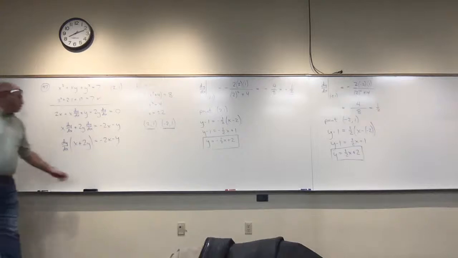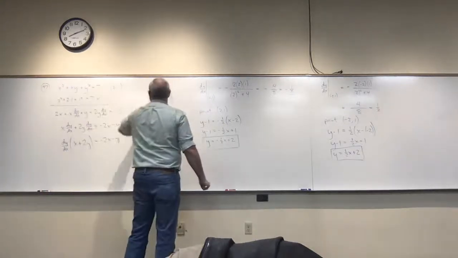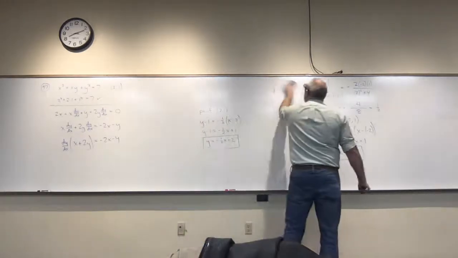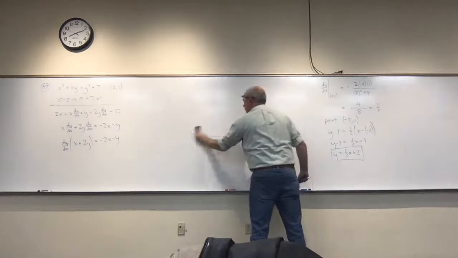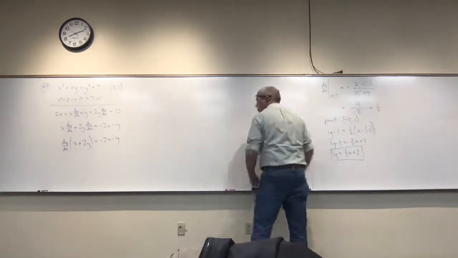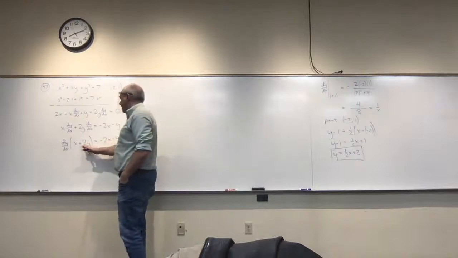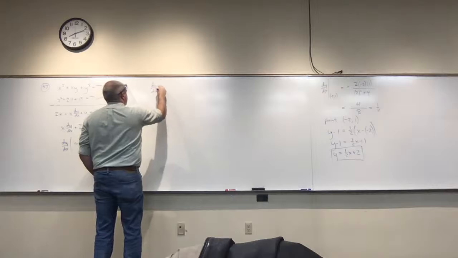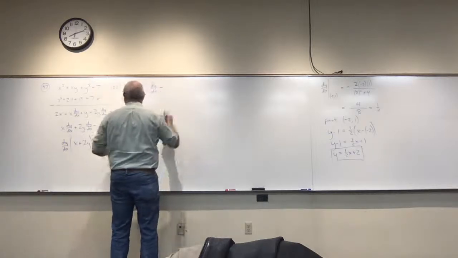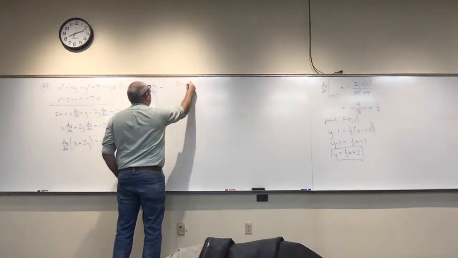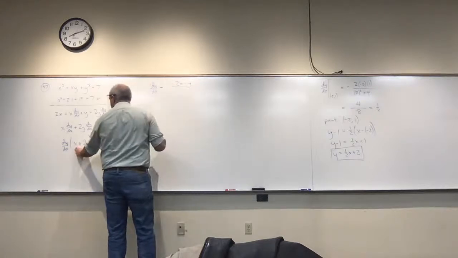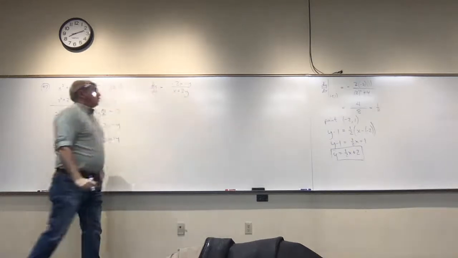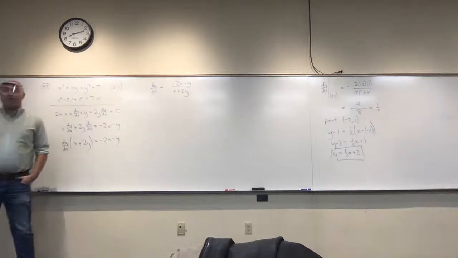Okay? Now we can divide both sides by x plus 2y, and I get that dy/dx is equal to negative 2x minus y, divided by x plus 2y. Okay, so now I have an equation for the derivative.